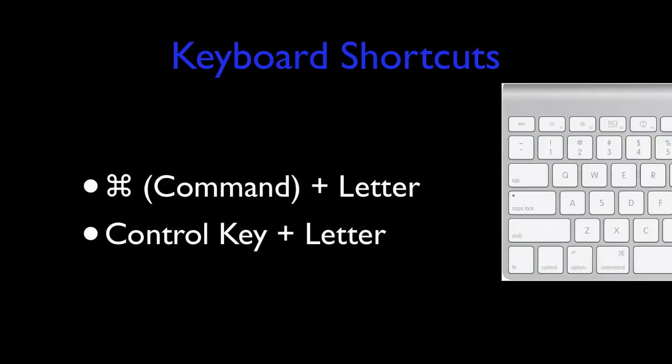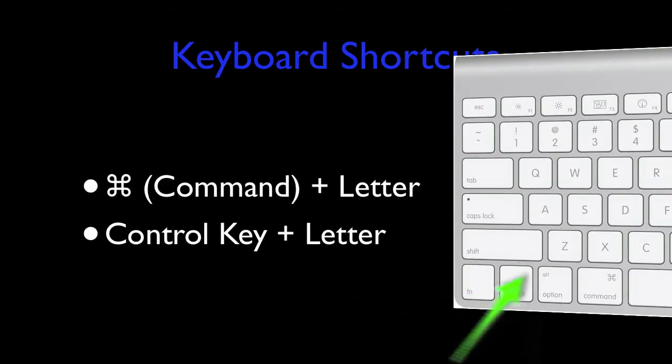A keyboard shortcut is a combination of keys that we can press on the keyboard that will do the exact same action as commands in the menu. Once you learn the keyboard shortcuts, you will be able to do your editing much faster and easier. Keyboard shortcuts are usually made of a combination of a modifier key like Command, Control, Shift, or Option, and a letter or number.